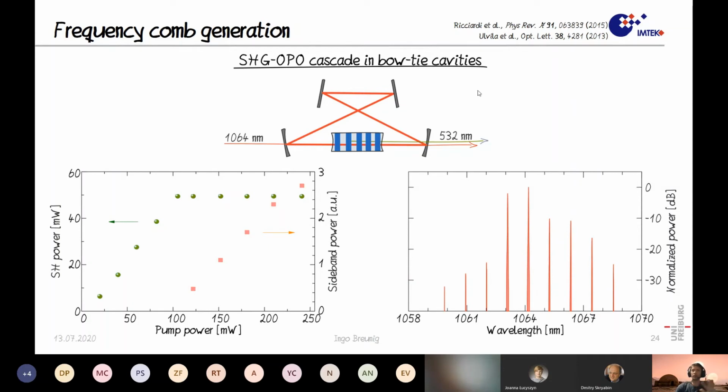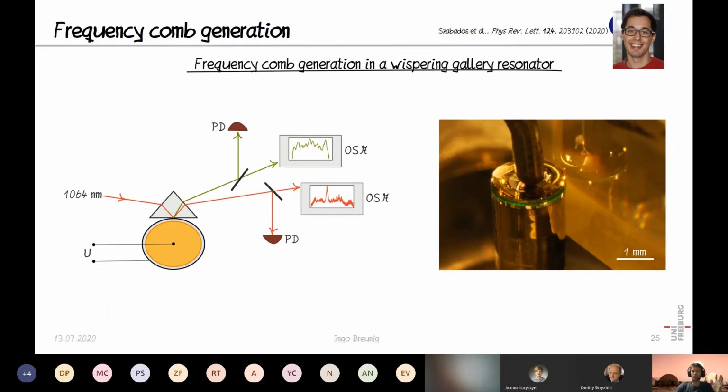But even before this, a group from Finland, that's why I mentioned them here, already had a similar comb, but used an OPO as a first step, and a second crystal for the second harmonic generation. So our idea was then to use this scheme in the whispering gallery resonator.